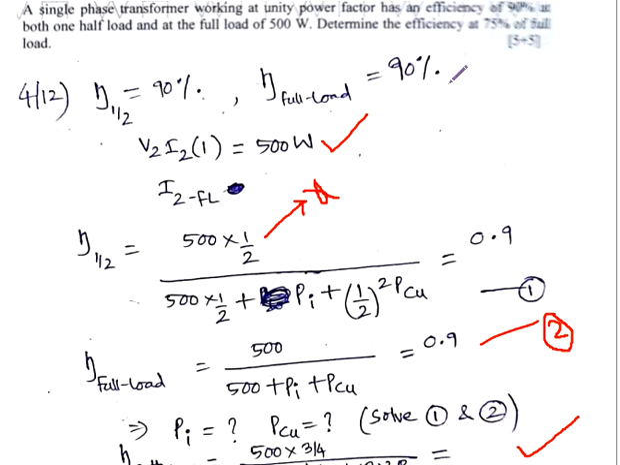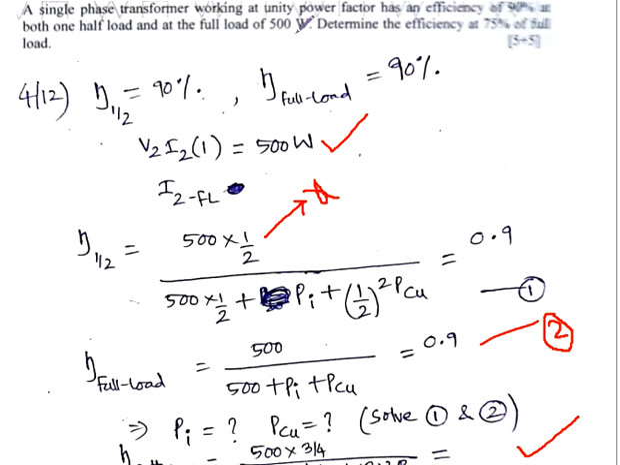So first we have to write the values of given or known parameters. At half load we have 90% efficiency. Also at full load we have 90% efficiency. For these conditions we need to get the two equations. We will see how we need to get them.